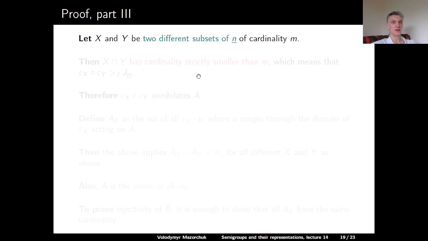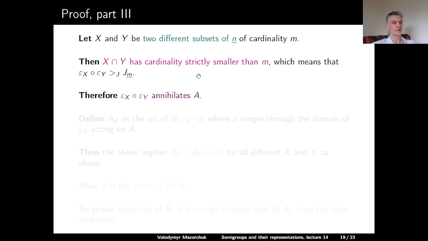Let x and y be two different subsets of an underlined of cardinality M. Then the intersection of x and y has strictly smaller cardinality, which means that the composition of epsilon x and epsilon y is strictly J smaller than the J class which contains epsilon m underlined. Therefore, this composition annihilates A.